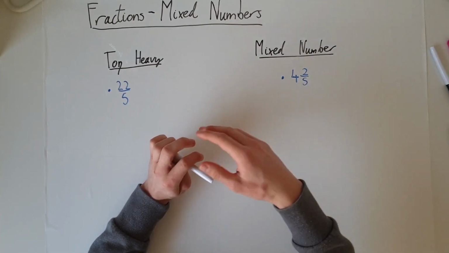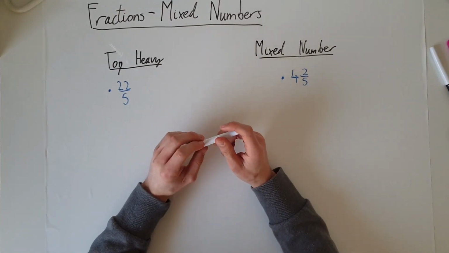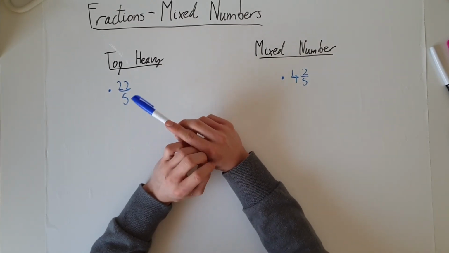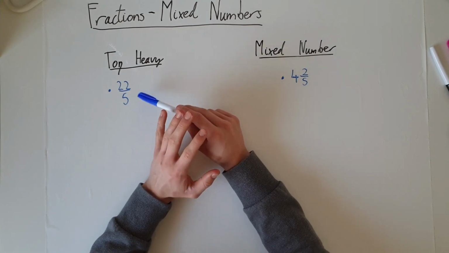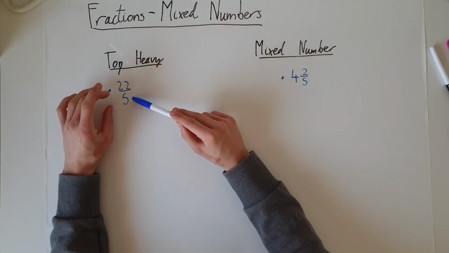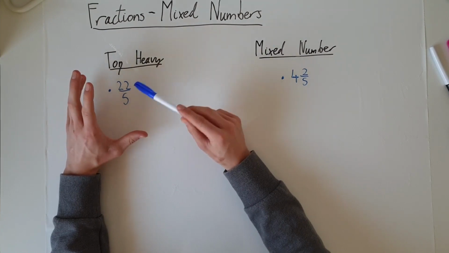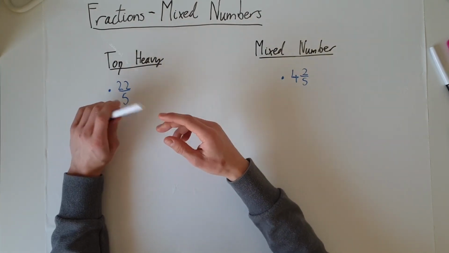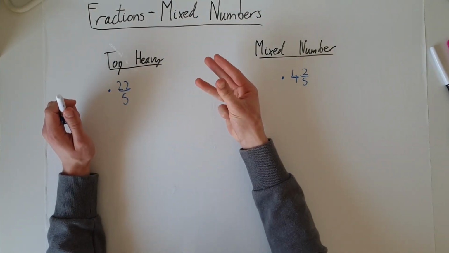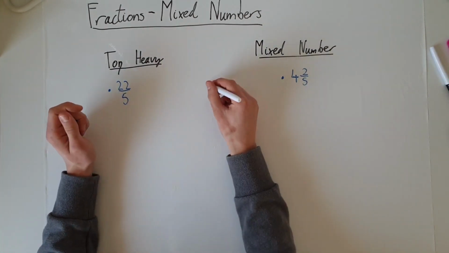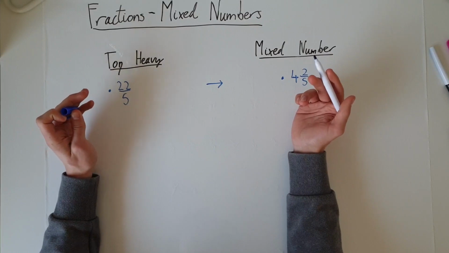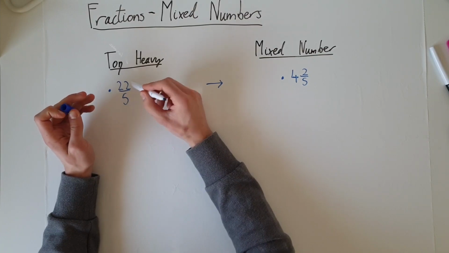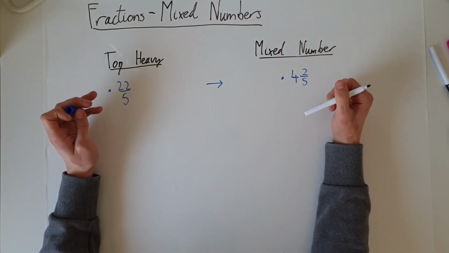So we convert a top-heavy fraction to a mixed number by finding out how many times the denominator goes into the numerator. So here, looking at this question, it would be 4, because how many times does 5 go into 22 as a whole number? Well, as a whole number, it goes in 4 times. 5, 10, 15, 20. That's 4. And then you simply find what the remainder is. So you've gone to 20, and here we have 22, so it's 2 over, so then it's just 2 over 5. And that's how you convert to a mixed number.